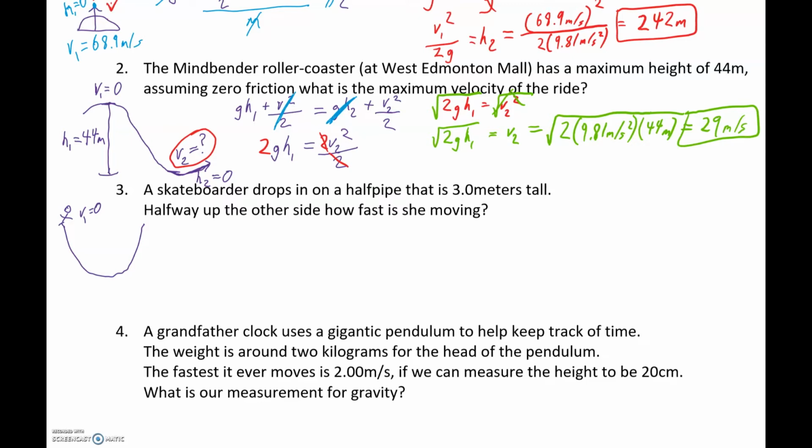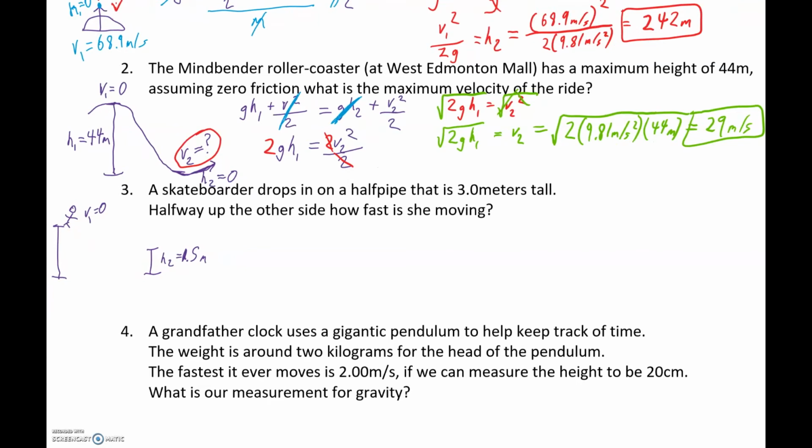Oh, halfway up the other side. H2 is not 0, it's 1.5. And we know the initial height is 3.0. H1 is 3 meters. Okay, so halfway up the other side, so that's 1.5, that's half of 3.0. Okay, which means that we are going to be able to put it into our basic equation again. Just taking out the mass ahead of time because it's a little bit faster.